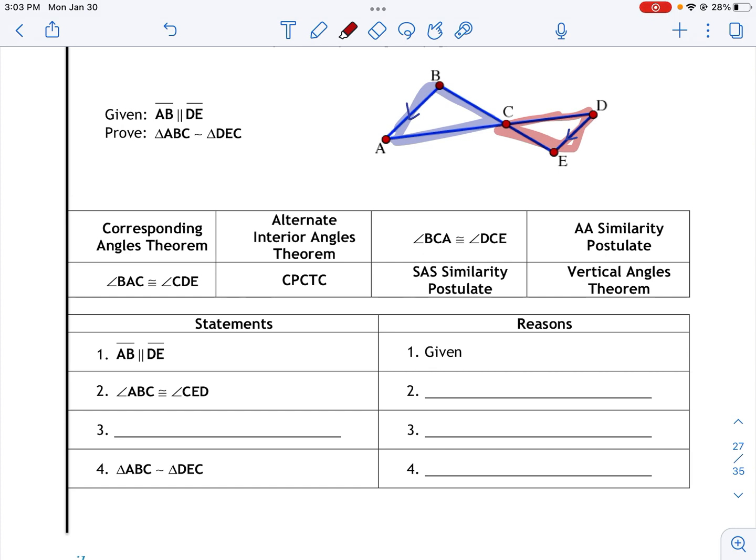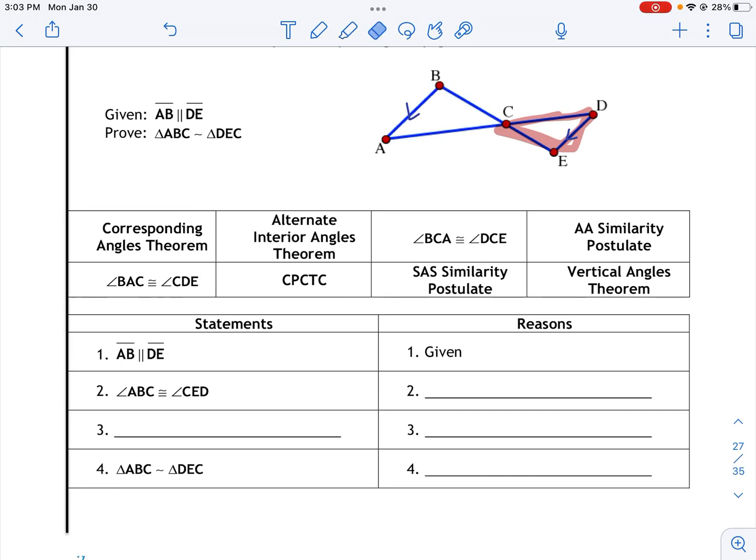So I want you guys to actually go through, try and fill in this proof on your own first, then come back and see what I come up with, just like how I usually do when I'm in class with proofs. Try it on your own first, see if you can fill in the blanks, and then come back.